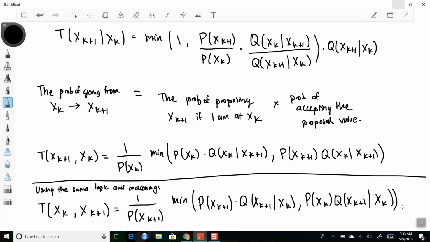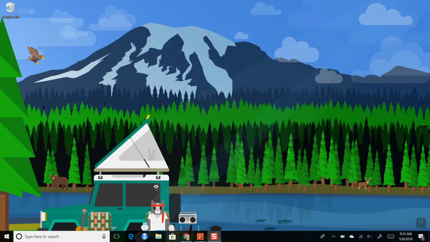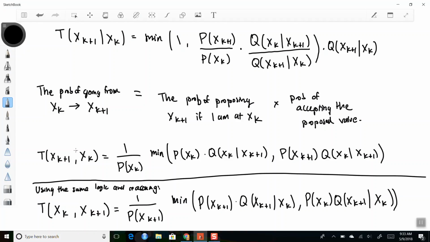Did I do this correctly? I just switched x. Where'd it go? Okay, sorry. So I'm just switching the letters for this, okay? Wherever I saw xk, I gave xk plus 1, and wherever I saw xk plus 1, I replaced it with xk. Right? Is that okay with everybody?